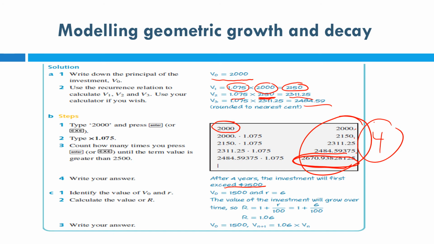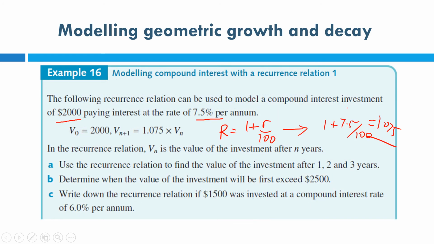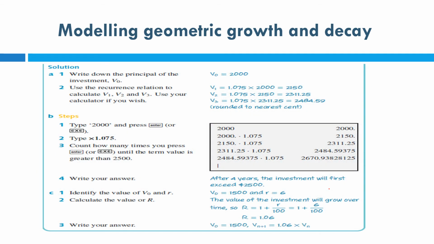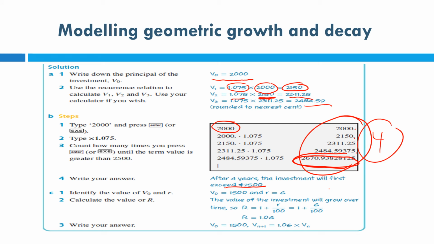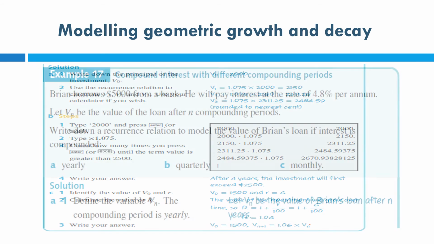And then that last question was write down the recurrence relation if $1,500 was invested at a compound interest rate of 6% per annum. So again, it's just redoing the whole thing: you've got to get the relation first, the rule. You'd have to work out capital R first. So the capital R is 1.06, instead of using 1.075. And our initial investment there is 1,500. So it's 1.06 times Vn, starting at 1,500, and then you can generate a sequence based on that as well.